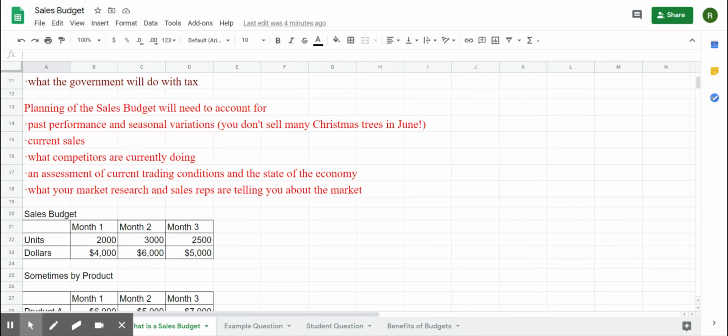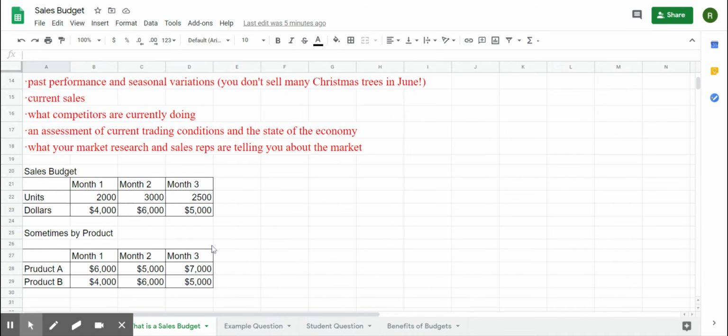You need to be looking at what the competition is currently doing. Are they improving their products? Are their products becoming more popular than ours, or vice versa? You need to have a best guess about the state of the economy and trading conditions. And you need to listen to both market research and the people actually selling the products, what they are saying about demand from the customer.